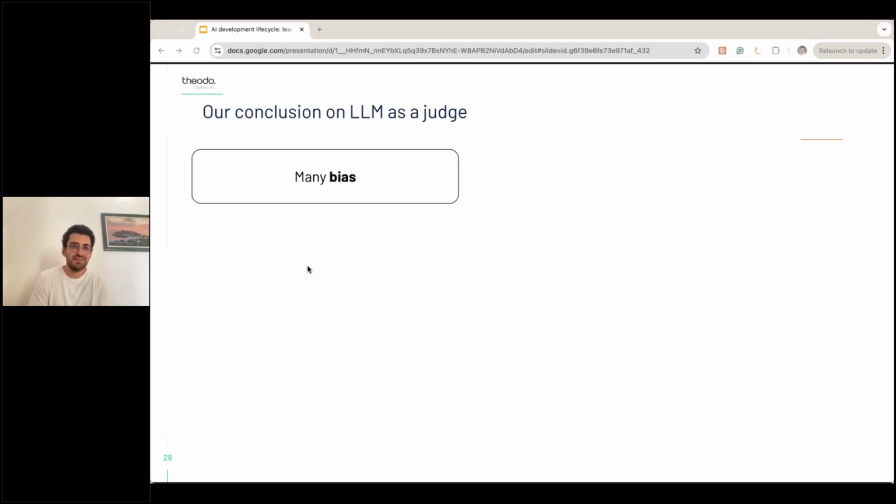Our conclusion, building with LLM as a judge, was first, it has a lot of bias. Because let's say you are comparing two different LLMs and using GPT to compare GPT and Gemini, GPT will tend to prefer GPT. Also, the order you put the examples in matters: if you put first your predicted answer and then the perfect one, or the other way around, it will give different results.